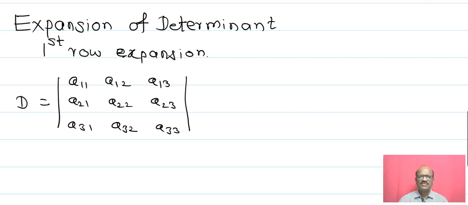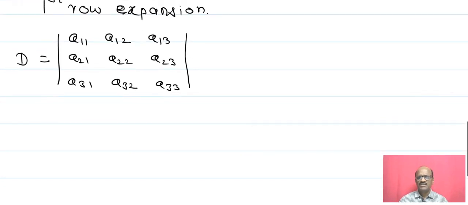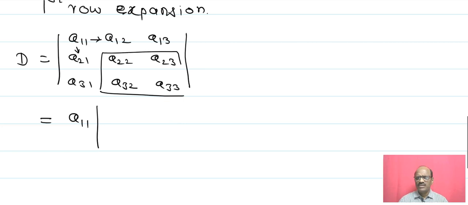Now see this. To expand this by using the first row, we will take the elements A11, A12, A13. When we find out the value of A11 into, then we consider A22, A23, A32 and A33.